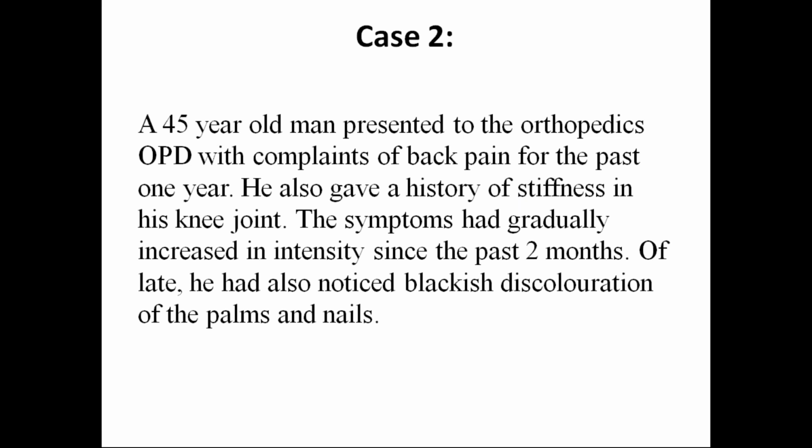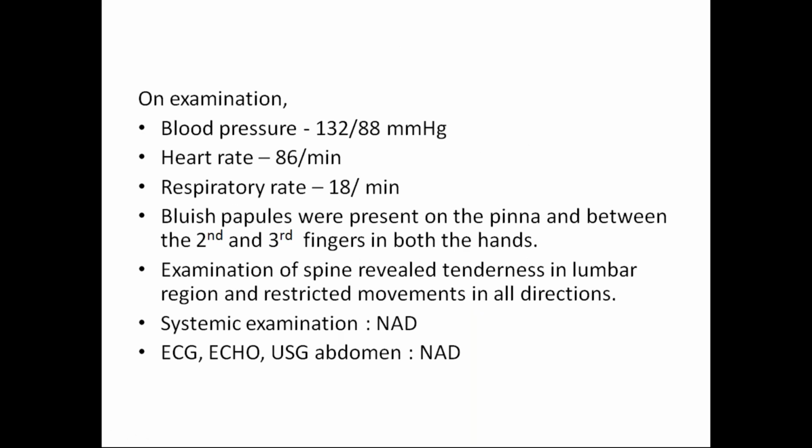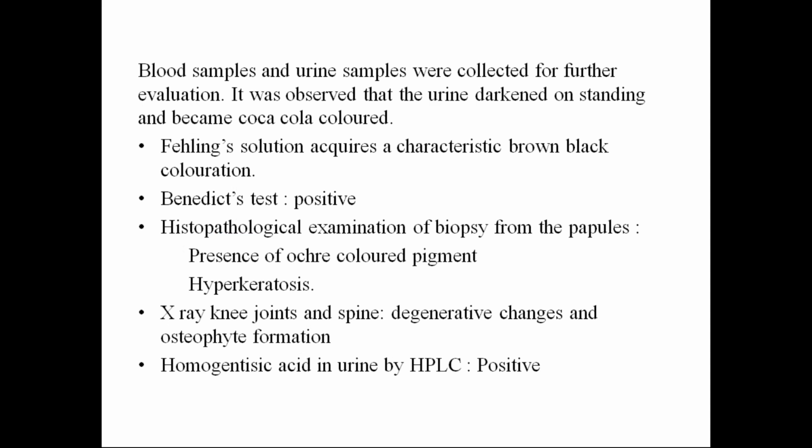Okay, but the most significant finding here is blackish discoloration of the palms and the nails, and in examination bluish papules present in the pinna and between the fingers. In investigation, phallic test positive, Benedict test positive, along with histopath examination findings of hyperkeratosis and colored pigment. Okay, and HPLC for homogentisic acid is positive.